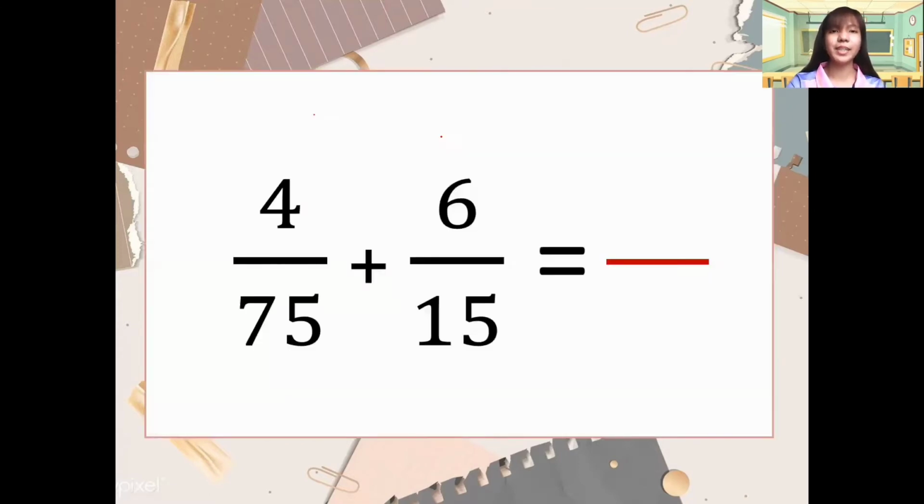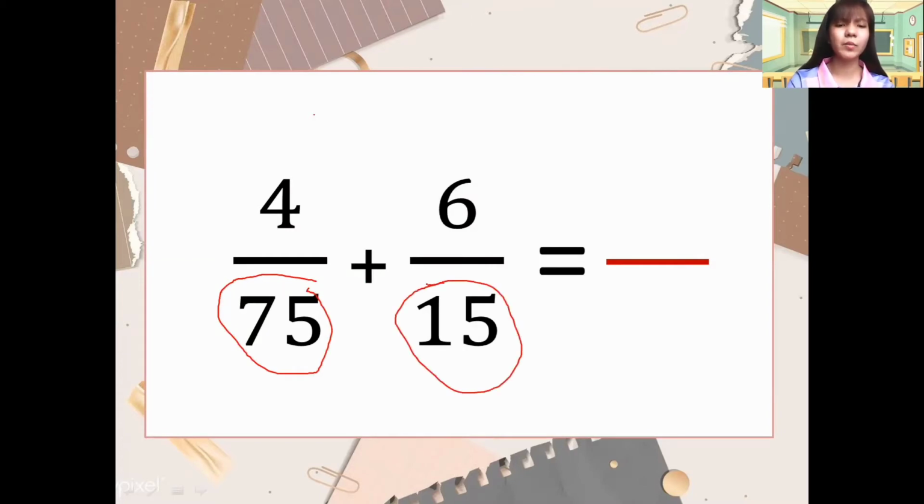Okay, now let's proceed. We have here the first example. We have 4/75 plus 6/15. Now you see that they are not the same, right? The 75 here and then the 15. So now, teacher, how can we add the fractions?